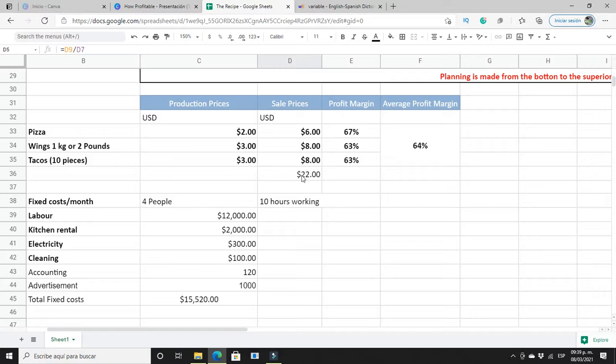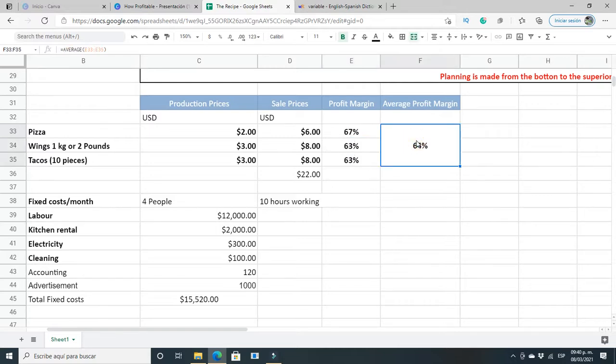As I have told you before, the production prices are here in this column and the sale prices here. Now we have to calculate the profit margin. That is very simple. You just take the sale price minus the production price, divided by the sale price again, and multiply by 100 to obtain this number. This is a rounded number. If you can see, it has more digits, but for ease I'm going to explain with only 67%.